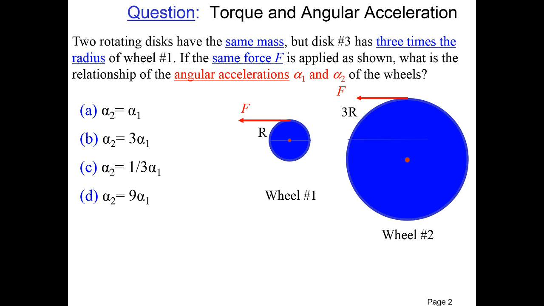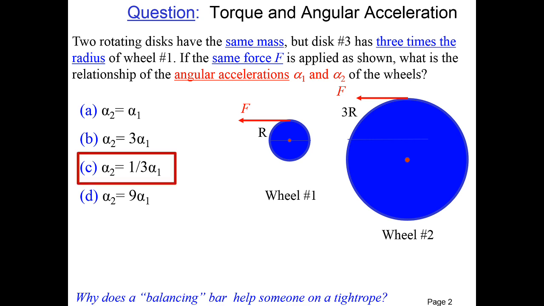That means it's 9 times harder to angularly accelerate wheel number 2, and the torque is only 3 times larger. So that means the angular acceleration for wheel 2 is 1/3 of the acceleration of wheel 1. Notice that this is a little unintuitive: the moment of inertia increases with the square of the radius, while the torque increases with the radius, so the moment of inertia increases more.